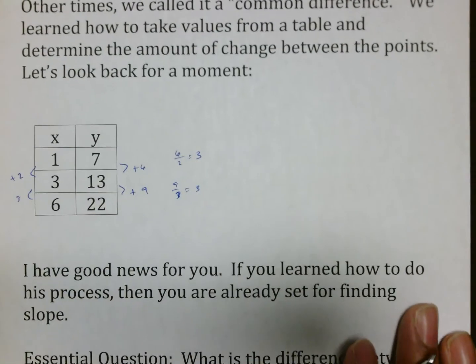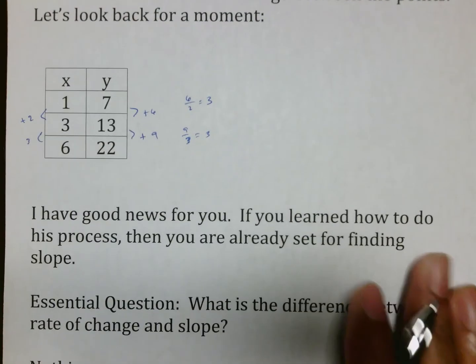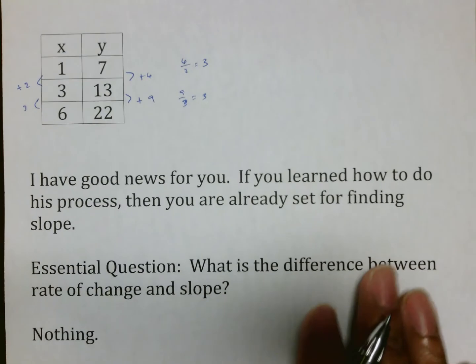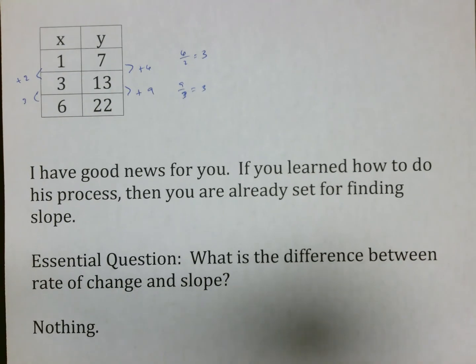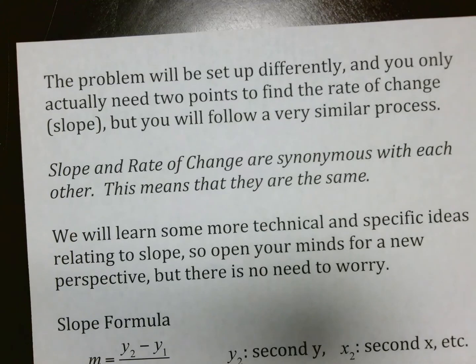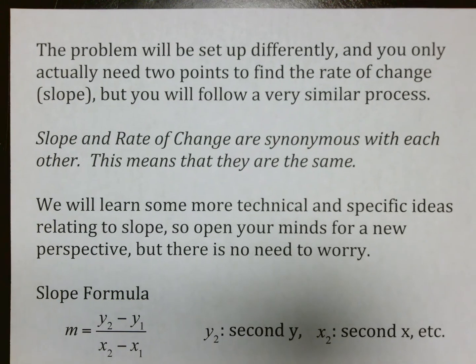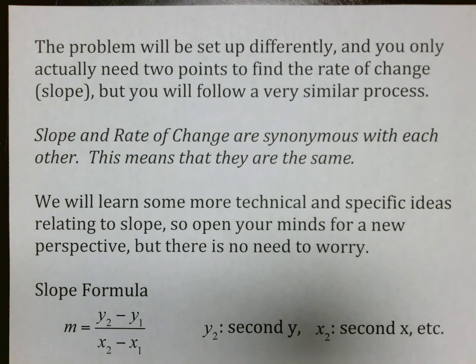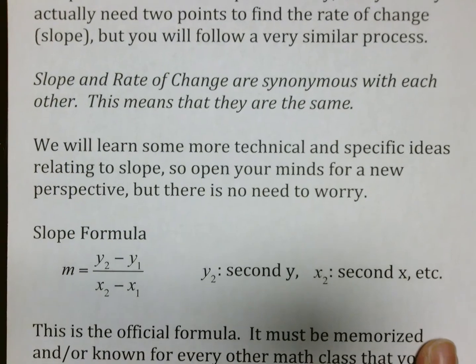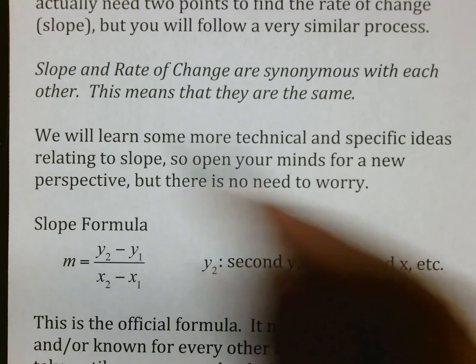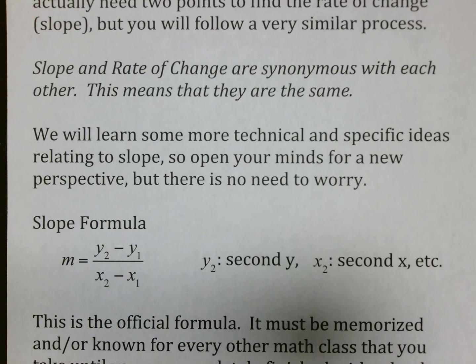If you learn how to do that process, or if you got used to at least using a table, then you're already set for finding slope. So the essential question is, what's the difference between rate of change and slope? And the answer is nothing. The problem is set up differently, and you only actually need 2 points to find rate of change or slope, however they say it, but you follow a very similar process. Slope and rate of change are synonymous, which means it's the same thing. We'll learn some more technical, specific ideas relating to slope, so open your minds for a new perspective, but there is no need to worry.